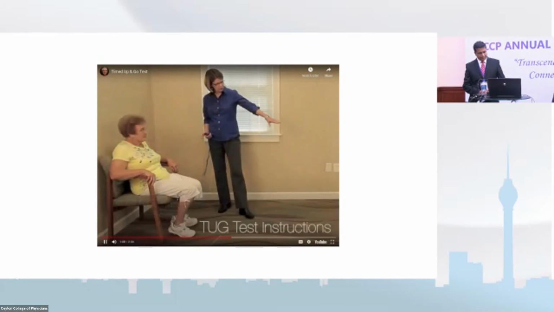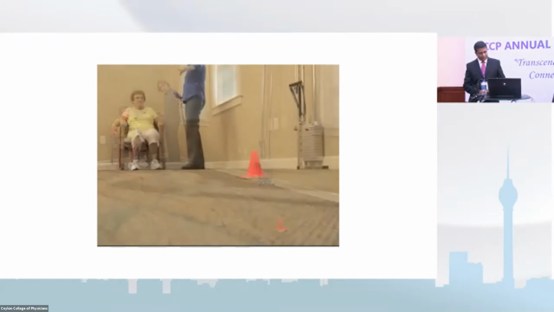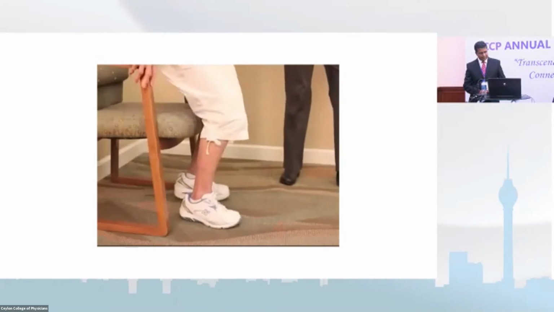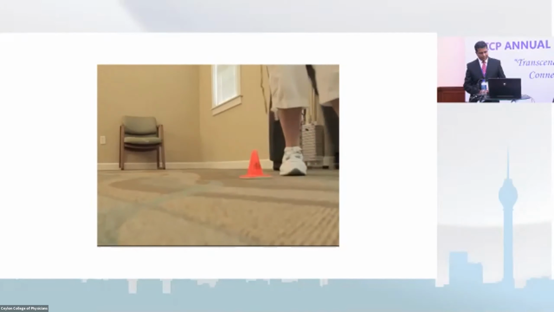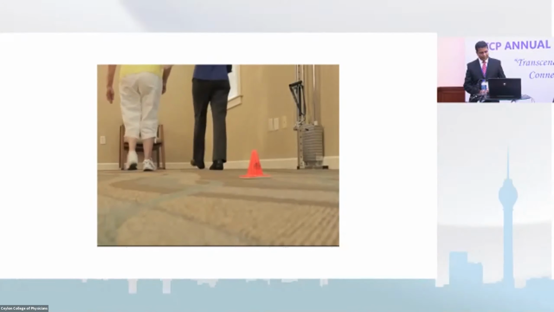Speak slowly and clearly. Your instructions might sound like this. When I say go, you will stand up from the chair, walk to the mark on the floor, turn around, walk back to the chair, and sit down. Tell the individual to walk at a comfortable and safe speed. I'll be timing you using a stopwatch. Ask them if they understand the instructions and start the test. You might find it helpful if you use a cue like ready, set, go. No physical assistance is provided.